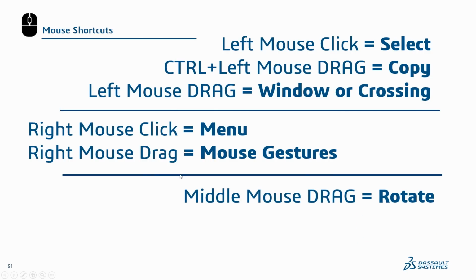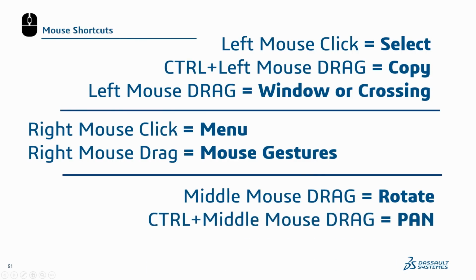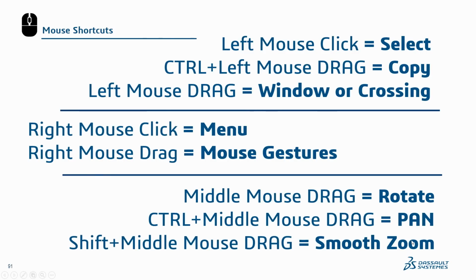When you're in assembly, when you're in regular SolidWorks, middle mouse button drag rotates. Control and middle mouse button pans. A lot of times people ask about this. They don't know that you can pan in SolidWorks. And shift and middle mouse button gives you what I like to call a smooth zoom.